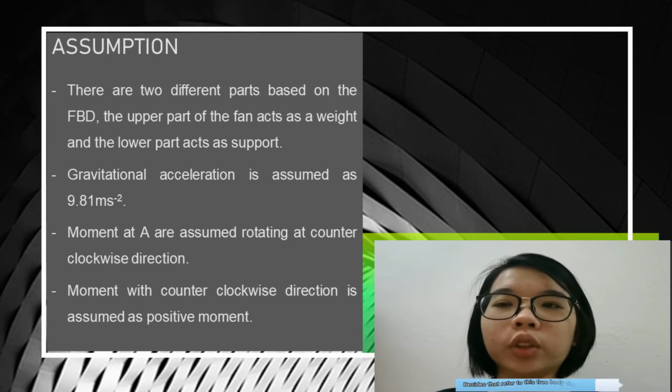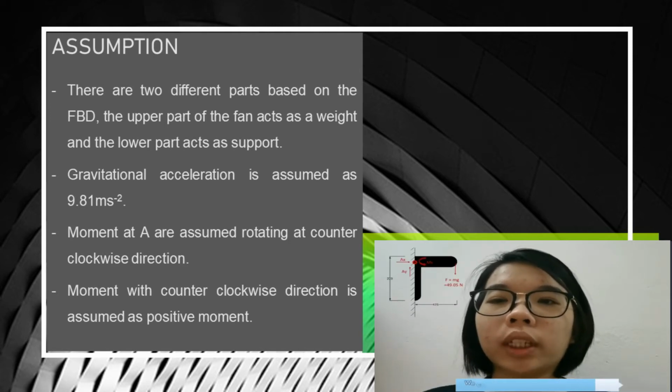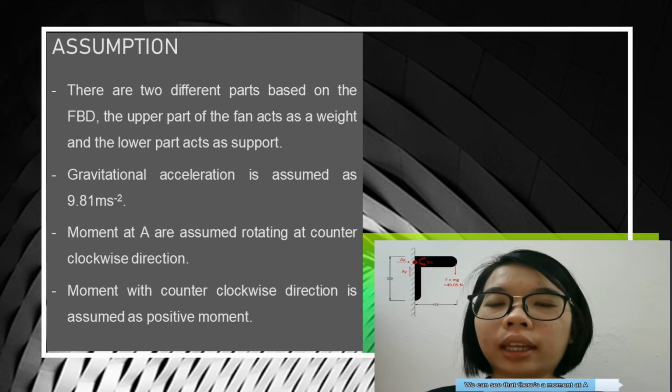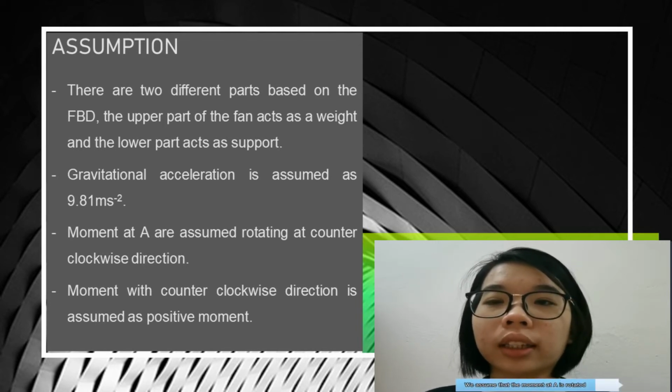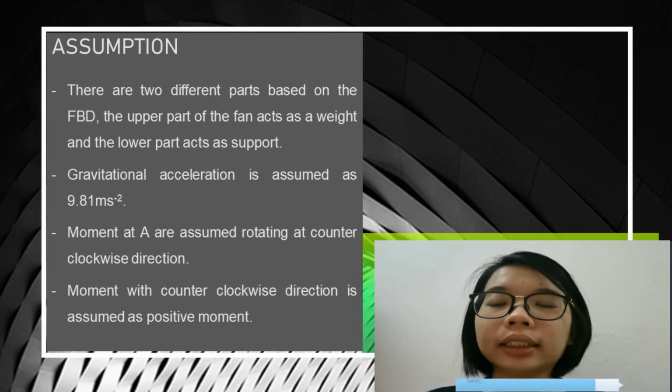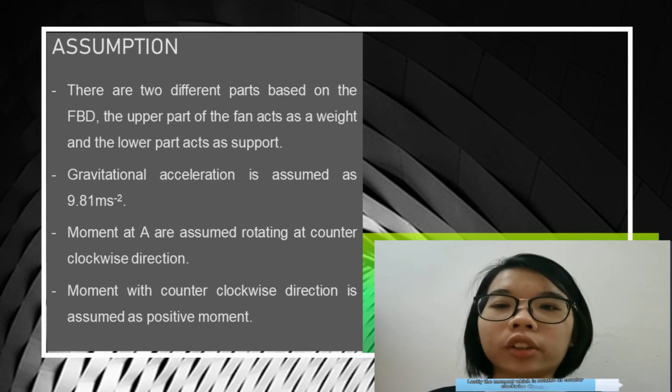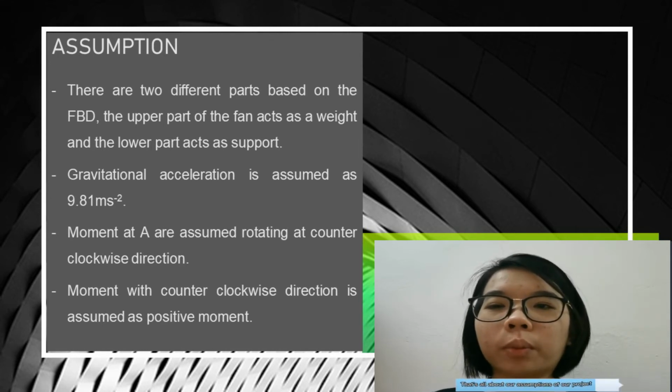Besides that, referring to this free body diagram, we can see that there is a moment at A. We assume that the moment at A rotates in the counterclockwise direction. Lastly, the moment rotating in the counterclockwise direction, we assume is a positive moment. That's all about the assumptions of our project.